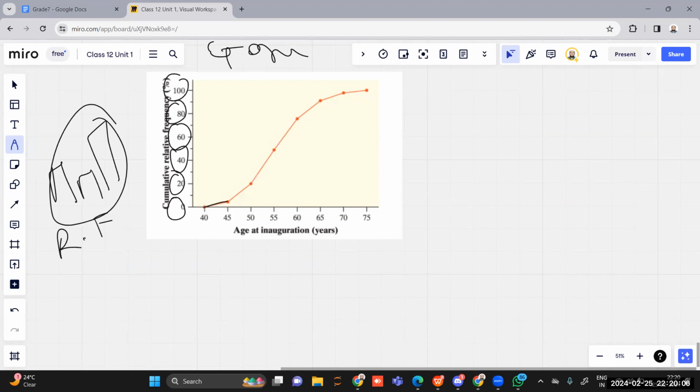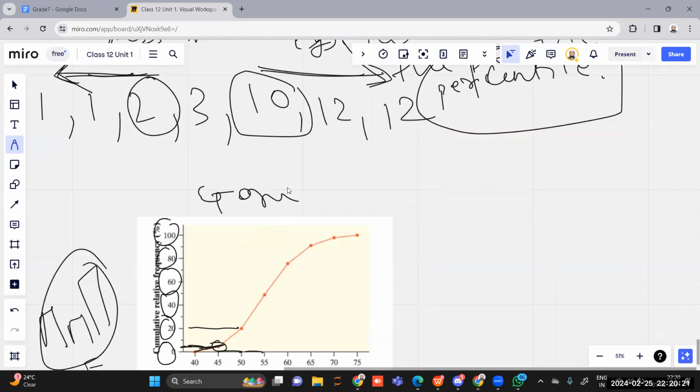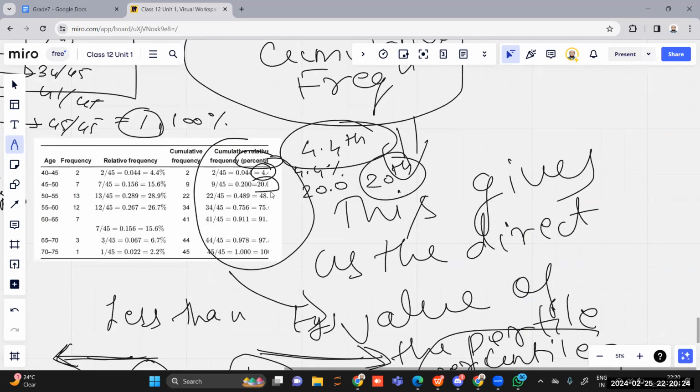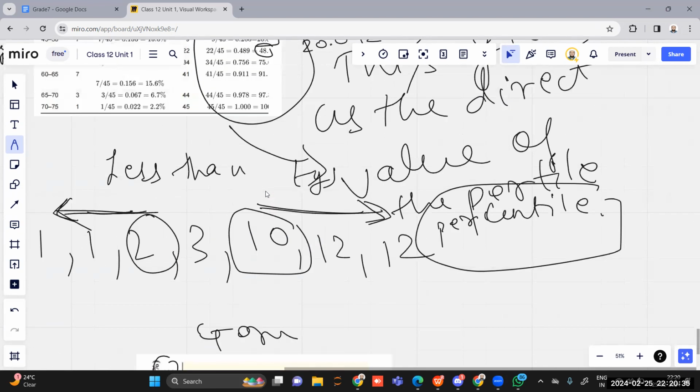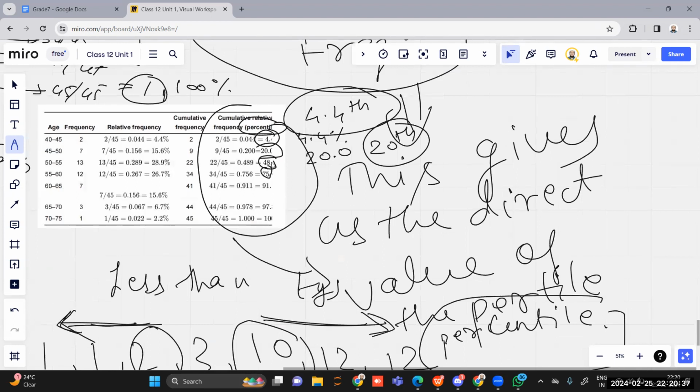For 40 to 45, what was our point? Near about 4.4%. So this is the data point. For 45 to 50, how much was our data? Around 20. For 50 to 55, I'll look in the table because we have not calculated it. It is around 48, so the 55th point is around 48. Then next is 75.